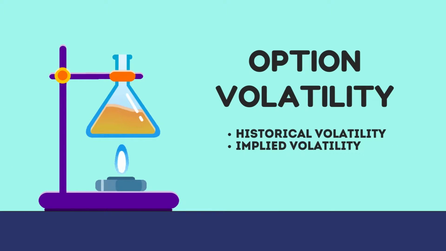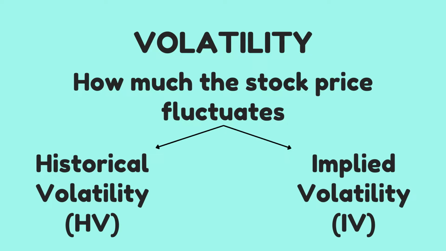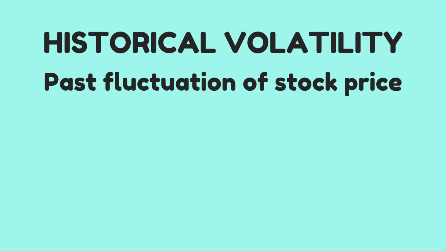Hi guys, in this lesson we are going to talk about how volatility affects option premiums. Volatility is how much the stock price fluctuates. There are two types of volatility, historical and implied volatility. Historical measures the past fluctuation of stock price.